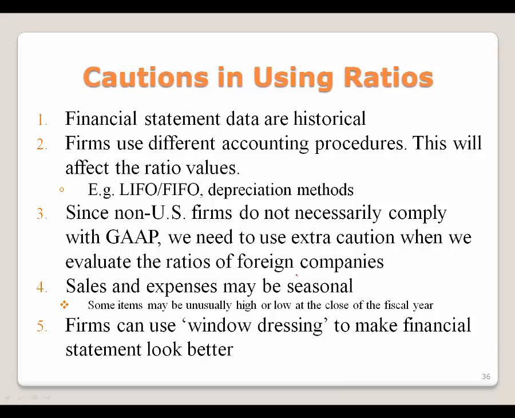Companies may use different accounting procedures. So for example, if one company is using LIFO while another company is using FIFO, then it doesn't make sense for you to compare them directly. And sometimes a company is using straight line while another company is using accelerated depreciation, and then also it doesn't make sense for you to compare the ratios directly without making any adjustments.